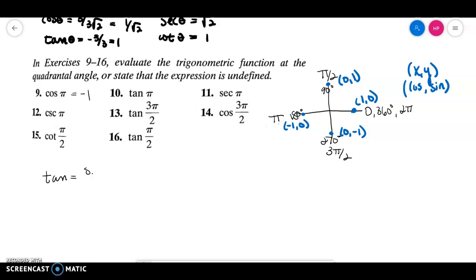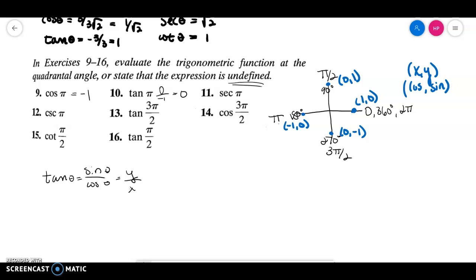And then for tangent, we have to remember that tangent is the ratio between sine and cosine. So the tangent of theta is really just sine over cosine, which is y over x. So this is where we can end up with a few things being undefined. So the tangent at pi, y over x, would be 0 over -1. So life is good, that's equal to 0.